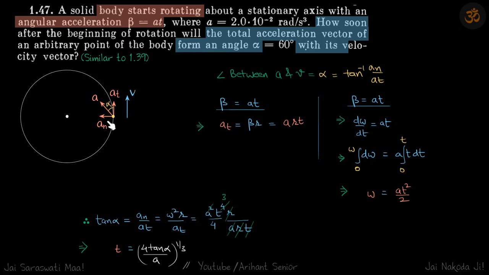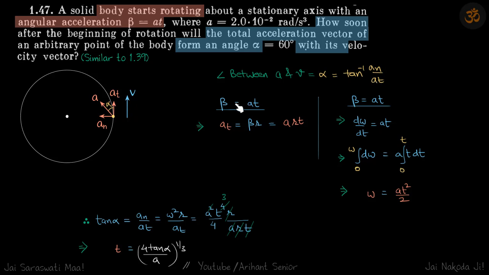So we'll have two accelerations because the body is rotating. One will be tangential, one will be normal. So let's say our final acceleration is in this direction and it makes an angle alpha with a_t, and a_t is parallel to v. So the angle between a and a_t is the same as the angle between a and v that we need to find. So we need to find alpha, and alpha is tan inverse of a_n by a_t, right? So let's find a_n and a_t now.